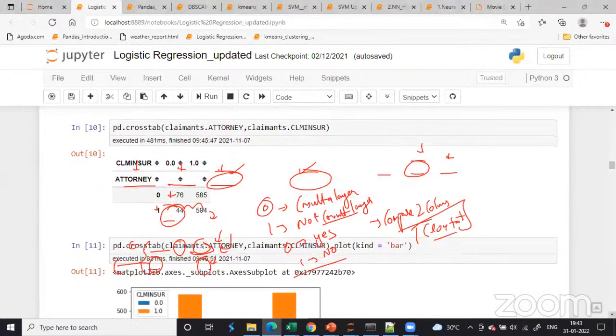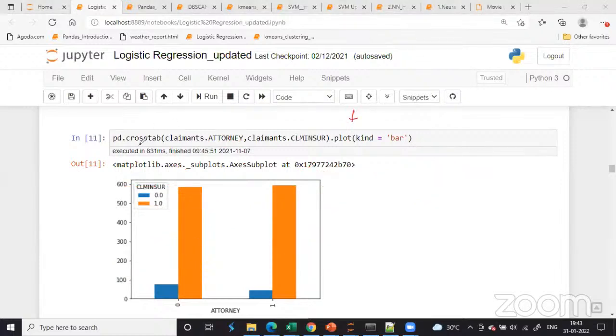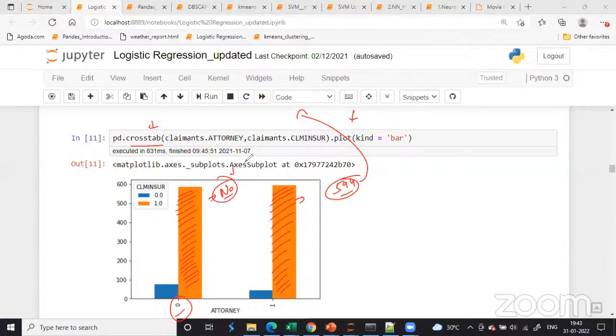Now, I can simply create a bar plot also using the cross-tab function. So most of my observations in my data set are not having insurance and they are also not going to consult a lawyer. 594 observations are there, which I can find out from my cross-tab. And similarly, I have around 585 observations in my data set who are going to consult a lawyer, but at the same time they are not having claimant insurance.